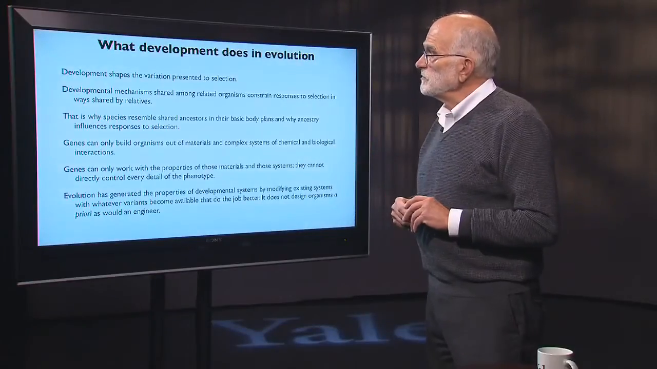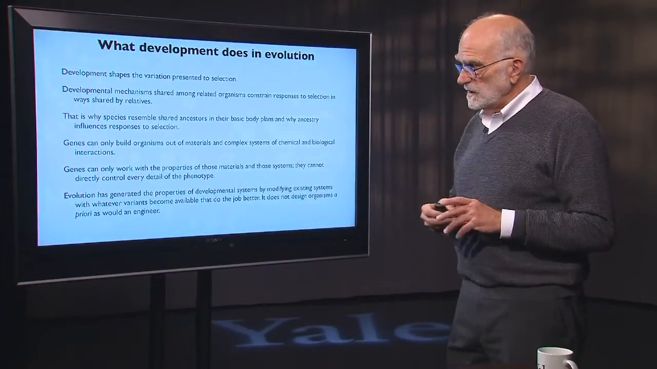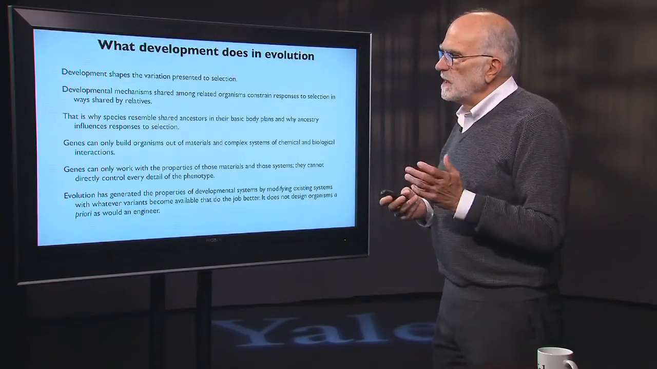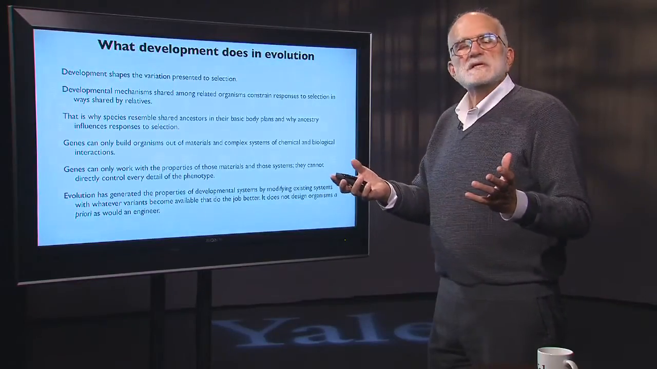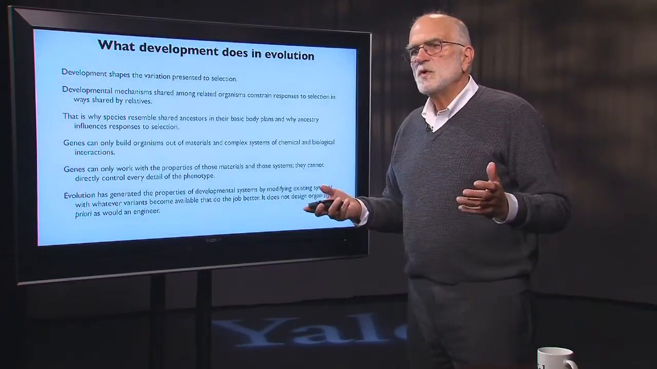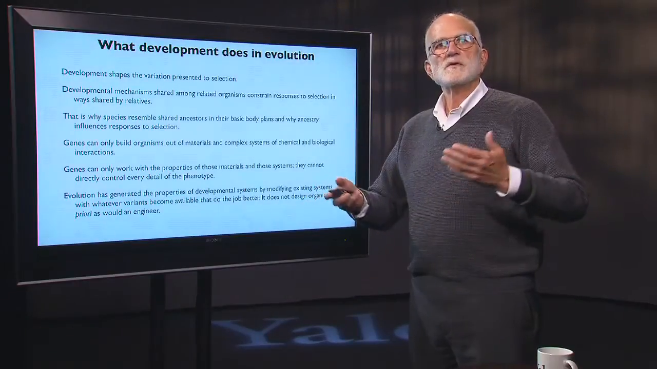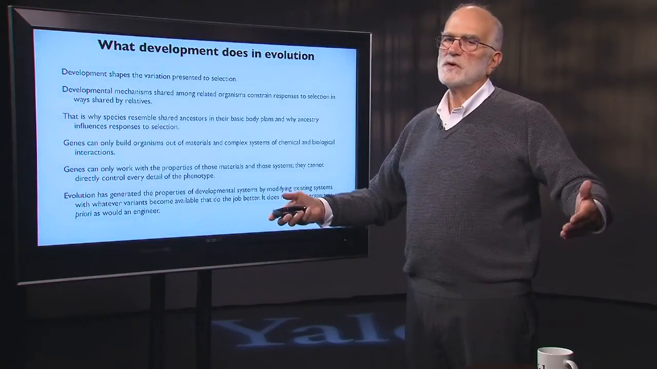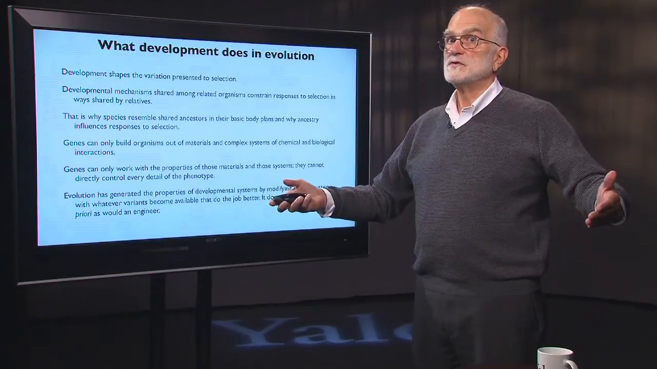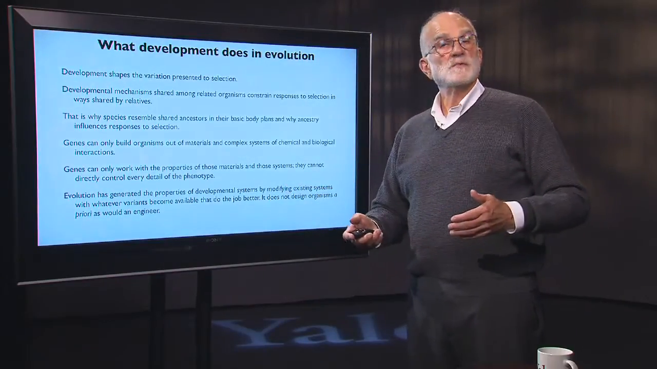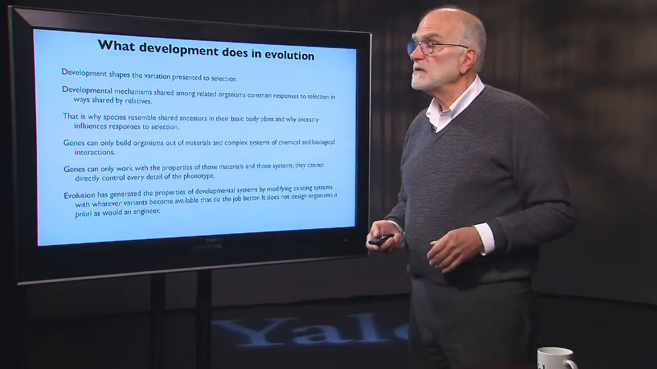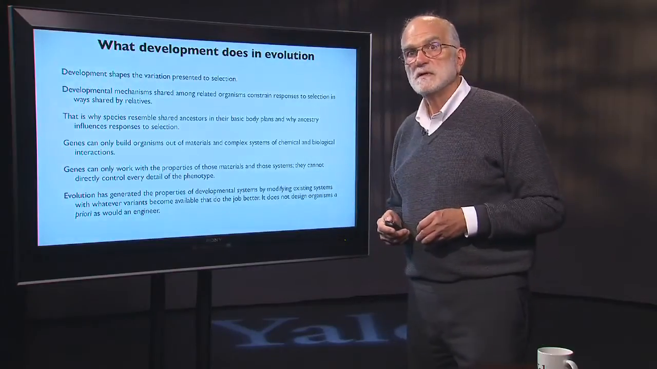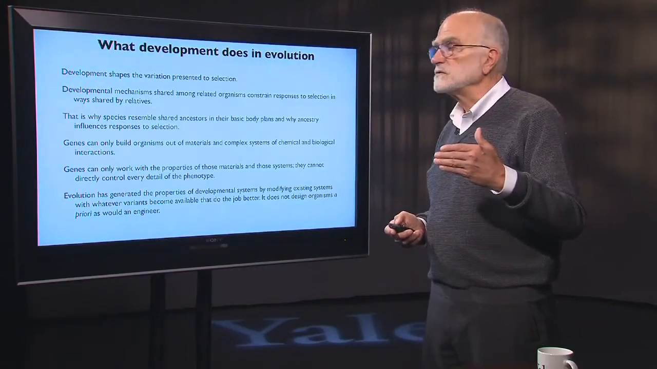So what is development doing in evolution? Well, it shapes the variation that's presented to selection. What do we mean by that? Well, probably one of the easiest examples is that there is no way that regular mutation is going to produce mutations in my offspring that have 6 legs and 12 arms. They're going to have 2 legs and 2 arms. The arms might be a little bit bigger, a little bit smaller, that kind of thing, but there are going to be 2 of them. So that's what I mean by development shaping the variation. There are only a limited number of variants that can be produced.